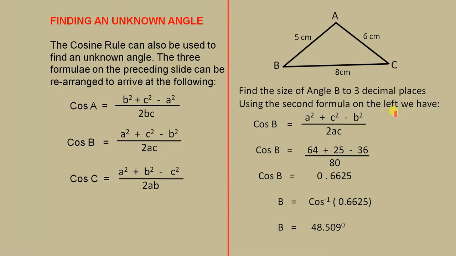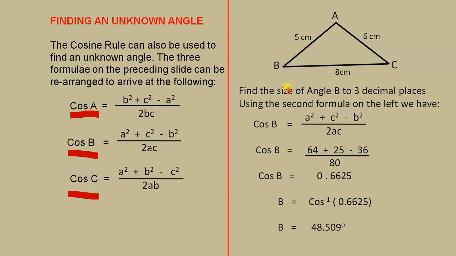Finding an unknown angle. The cosine rule can also be used to find an unknown angle. The three formulae on the preceding slide can be rearranged to arrive at the following. All we do is we make cos A, cos B, and cos C the subject, and that's what we have. Now, let's see how we use one of these equations. Of course, we can only use one at any given time.